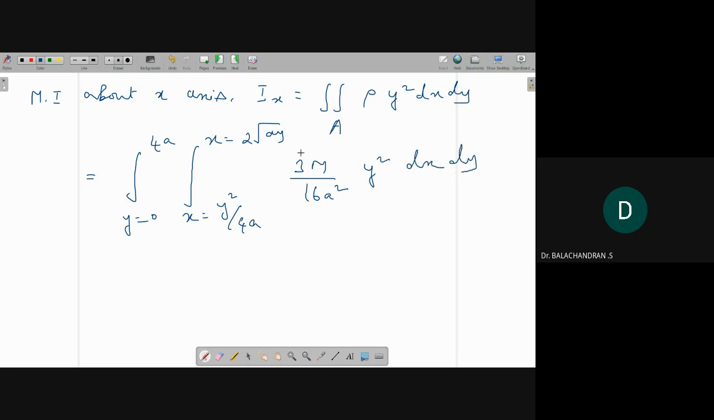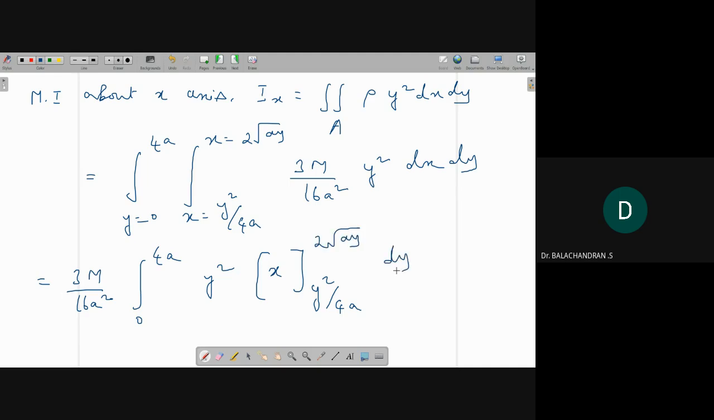Now 3m by 16a square is constant. Integration y equal to 0 to 4a. Keep y square. If you integrate dx, you'll get x, so the limits for x are y square by 4a to 2 root ay, into dy. Substitute the limits.